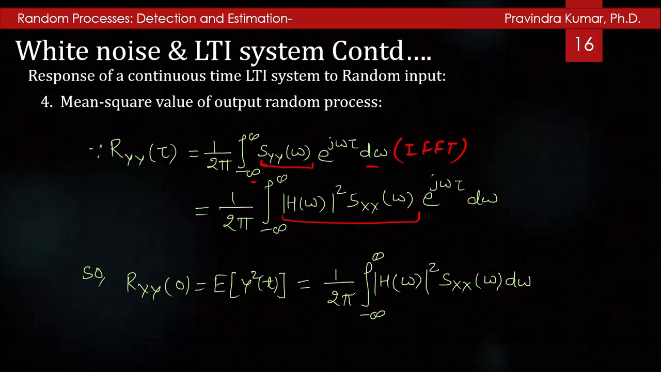So Ryy(0) is the mean square value, which will be the expected value of y square t. It will be 1 by 2 pi times the integration from minus infinity to infinity of the squared magnitude of the transfer function and the power spectral density of the input. So from this result, I can say that the mean square value of the output of the LTI system y(t) is equal to the integral over all the frequencies of the power spectral density of the input random process multiplied by the squared magnitude of the transfer function of the system.